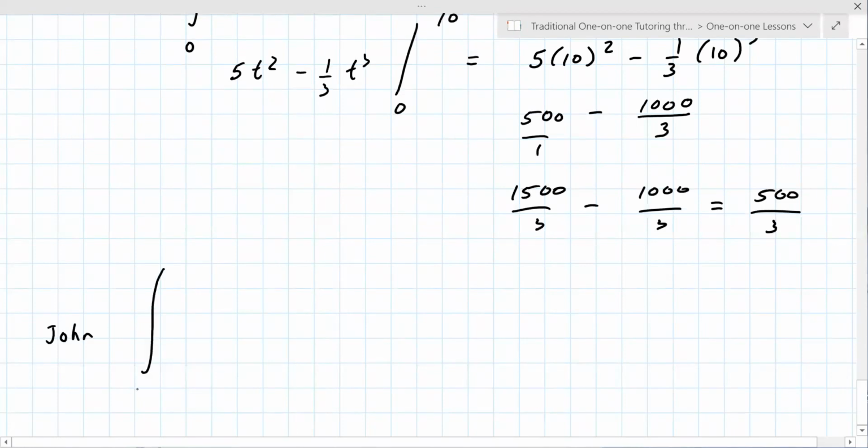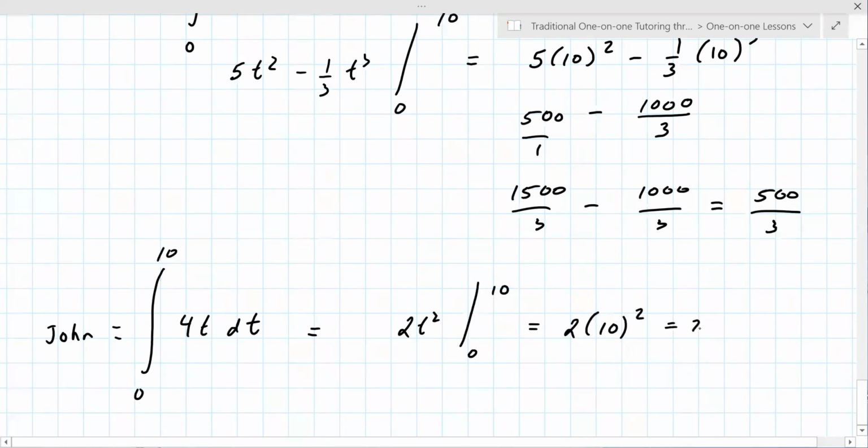Okay. Now we're going to do the same thing for John. So John is the integral from 0 to 10, 4t dt. So this is 2t squared evaluated from 0 to 10. So it's 2 times 10 squared, which is 200. Is that right? Yeah, I guess that's right. Yep. Okay. So 200, if we do it over 3, is 600 over 3.